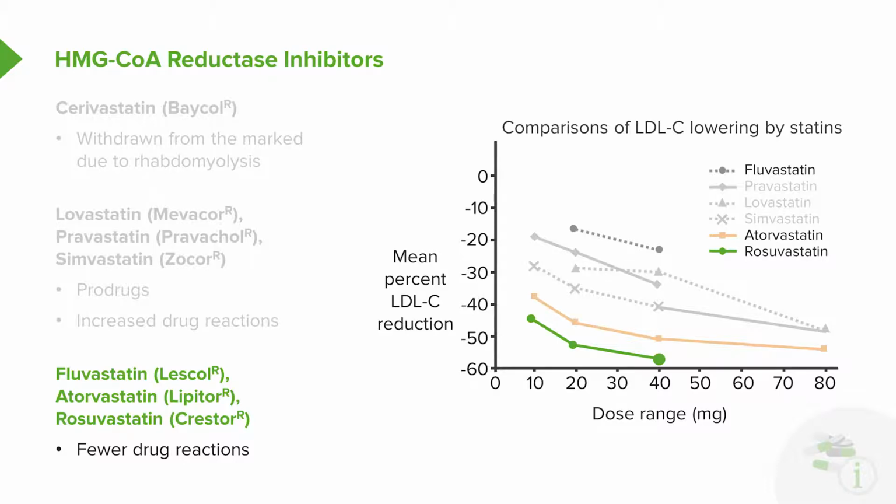Now, if you look at this graph carefully, please note that the 60% reduction is at the bottom of the y-axis, and the 0% reduction is at the top of the y-axis. So the lower the graph line, the better the drug is. And you can see that atorvastatin and rosuvastatin are probably the most potent and most effective drugs on the market today.